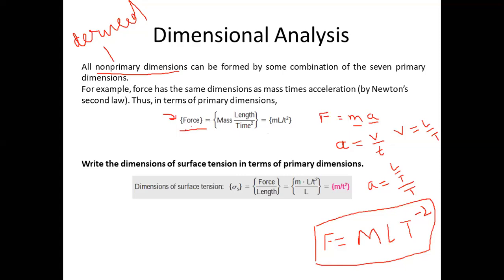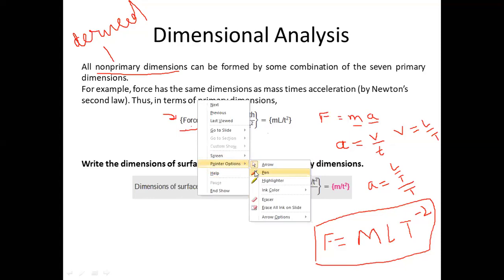If I tell you one more example, like surface tension. It has been given here also. You studied what surface tension is. Surface tension is force per unit length. So see, what do you think, is surface tension a primary dimension or a derived dimension?